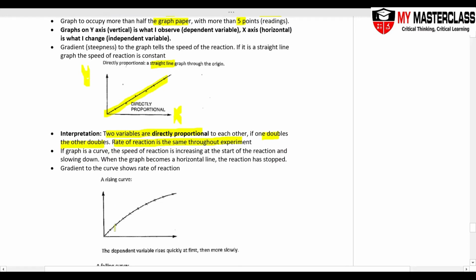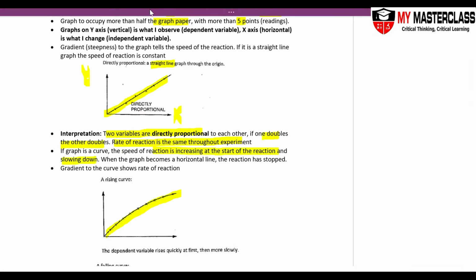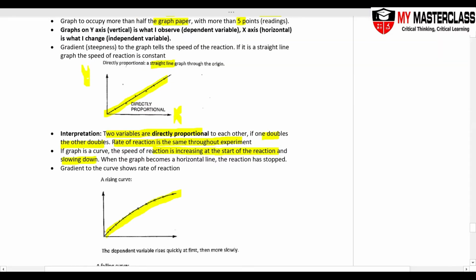If the graph that I plot is a curve, the speed of reaction is increasing at the start of the reaction and then it's slowing down. So how do I see this speed of reaction? It is a tangent to the curve. For example, at this point, I draw a line that touches this point only, and this is the tangent. Then towards the end of the reaction, at this point, I draw another tangent, just touching this point only.